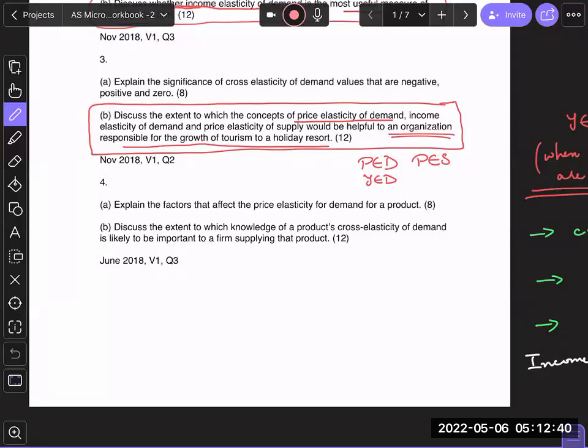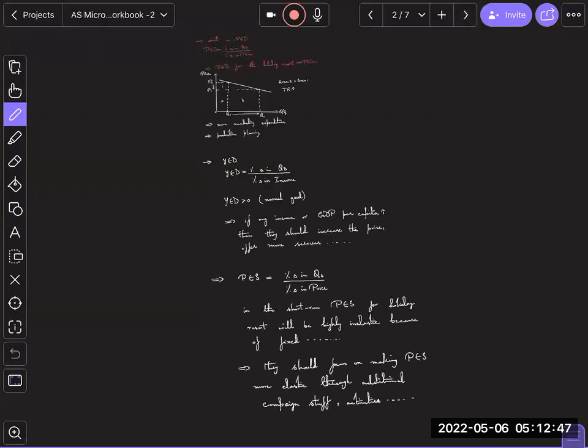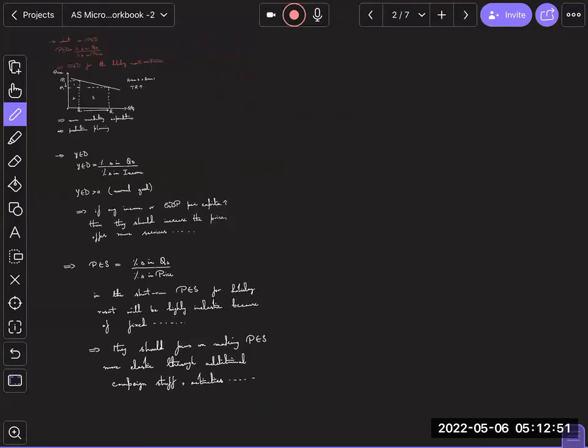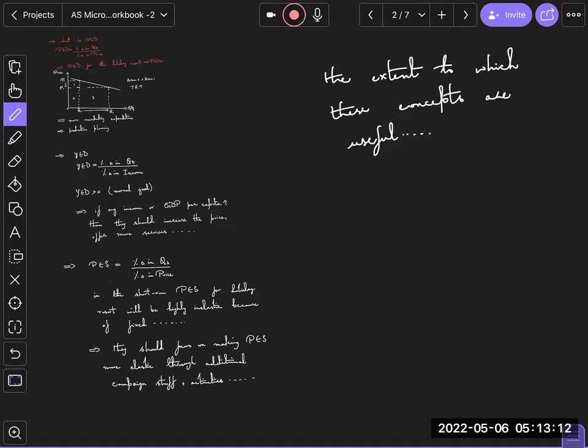would be and discuss the extent to which the concepts of PED, YED, and PES would be helpful for the organization. So now what you will write in your evaluation? The extent to which these concepts are useful. से पहले तो आप बताओगे कि भाई these concepts are useful in determining the revenue for the firm. Like if the PED is elastic, the firm can reduce the price in order to maximize the revenue. Important when your average GDP is increasing or decreasing in order to make sure whether the firm can maximize on the number of tourists or not.